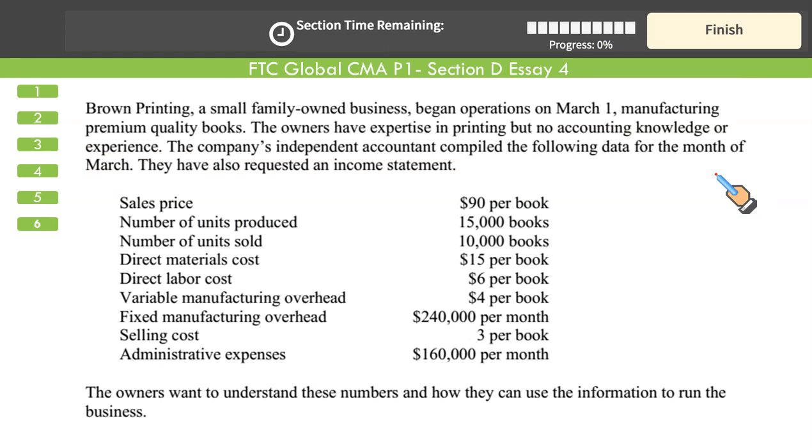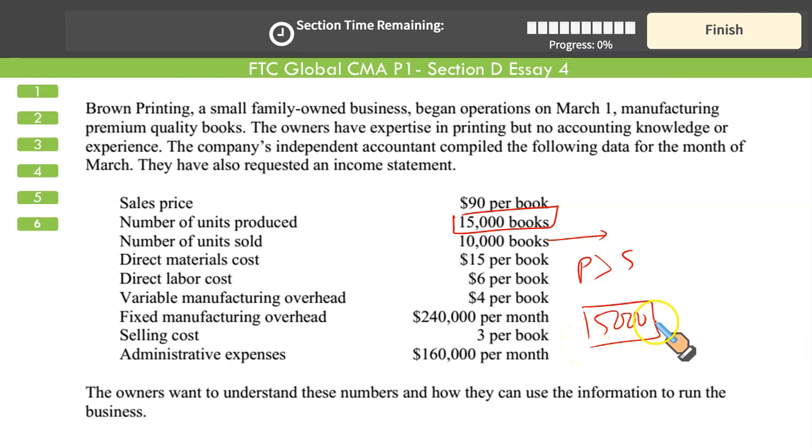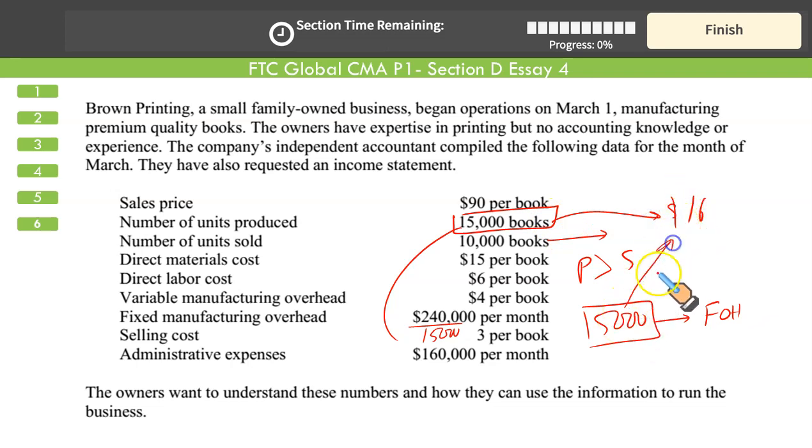If you go back to the scenario, we have produced 15,000 books, whereas we only sold 10,000. Our production was more than sales. So these 5,000 units, which we didn't sell, carry with them a part of fixed overhead which did not get expensed. How much is there? Since we have produced 15,000 books, on a per unit basis each book carries $16 of fixed overheads. If 5,000 units were not sold, it means 5,000 multiplied by 16, $80,000 worth of fixed overheads.